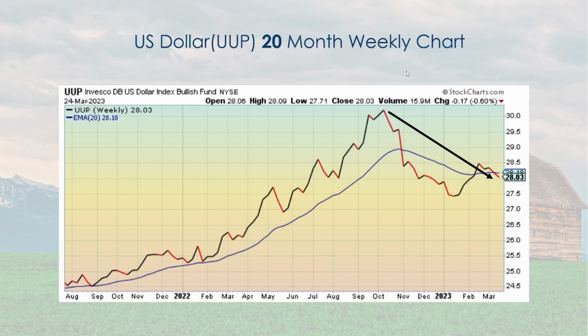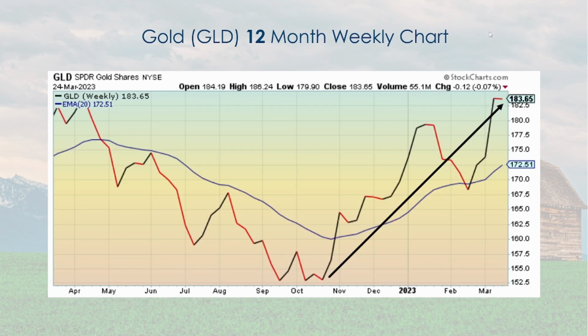The dollar continues to show weakness. It went up for many months, and beginning about October has begun a trajectory down. So the intermediate-term view is that the dollar is weakening. And gold has been on a run for the last 4 or 5 months, and you can see what it has done. I represented that by the black arrow.